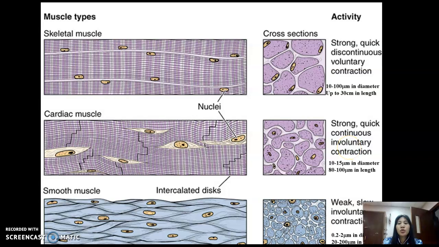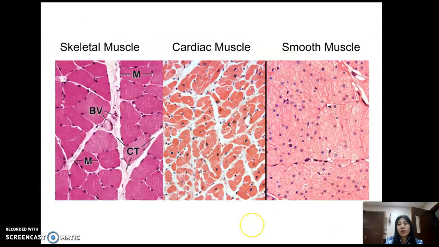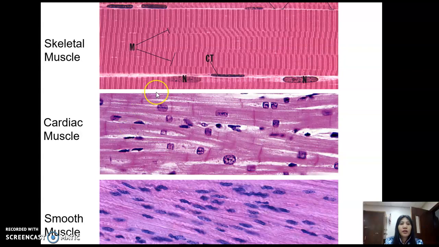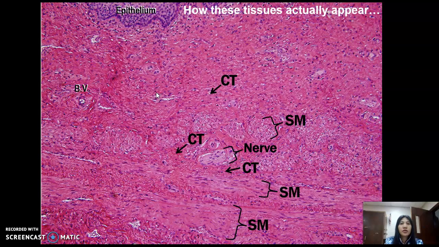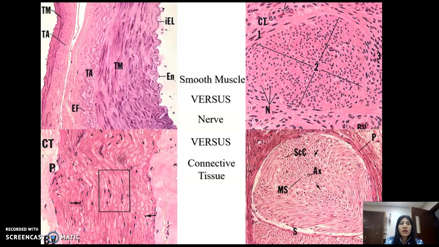Involuntary means you don't need to work it out. It will just work out by itself, right? Just like our heart muscle, it will just pump, just work it out. However, skeletal muscles, we need to stretch out our arms or legs, okay, to contract or relax. Smooth muscles, on the other hand, is weak, it's slow and involuntary contraction. So these are the three different types of muscles and their diagrams and other photos. So this is the end.